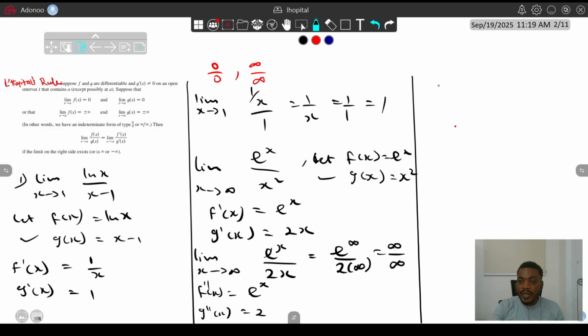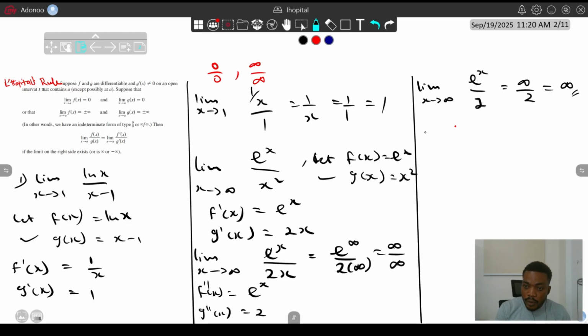So we insert it back into the function, and then we have limit as x approaches infinity of e raised to the power x over 2. So if we insert infinity now, we are going to have infinity over 2, which is infinity. Notice that this is not an indeterminate form, so we can actually end here, and our limit is infinity. All right, let's look at one more.